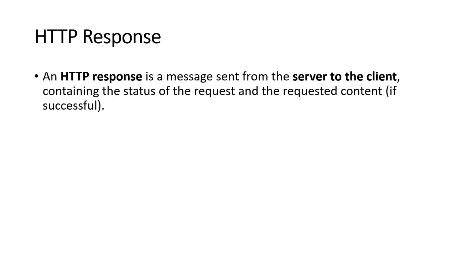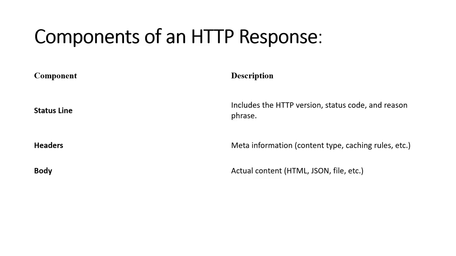HTTP response. An HTTP response is a message sent from the server to the client containing the status of the request and the requested content if successful. The components of an HTTP response are the status line, headers, and body. The status line includes the HTTP version, status code and reason phrase. Headers contain meta information like content type, caching rules, etc. The body is the actual content.